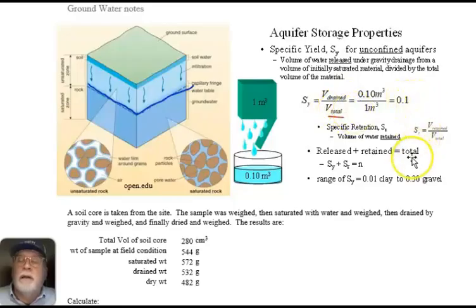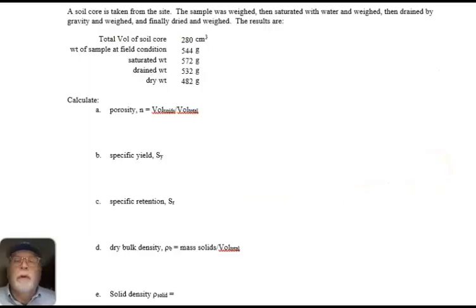Now the volume left behind is retained, with the specific retention. The specific yield plus the specific retention adds up to the porosity, the pore space. So if it has 0.1 coming out, and it has a porosity of 0.3, there's 0.2 left behind, again, fraction of the total volume. So the specific yield will range, like I said, for clay, it's going to be small, like 0.01, and like 0.3 for a gravel. Let's go through an example here.